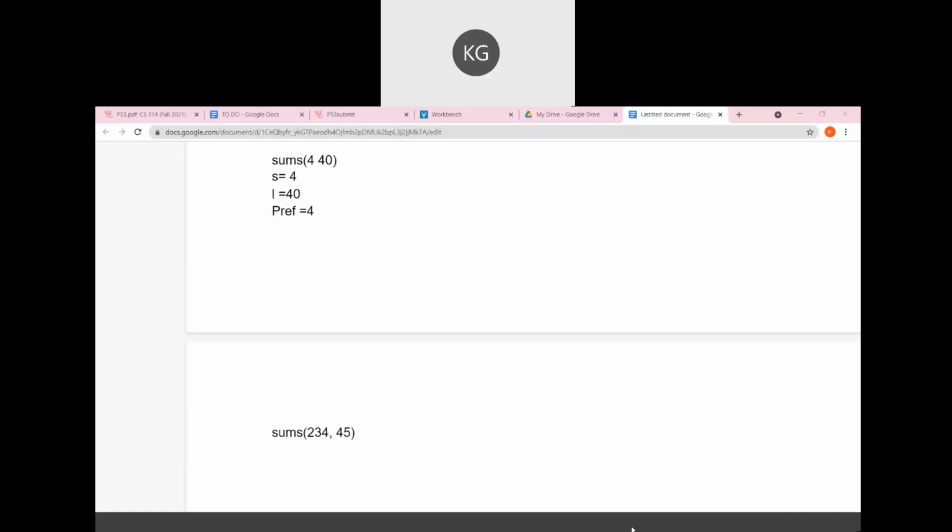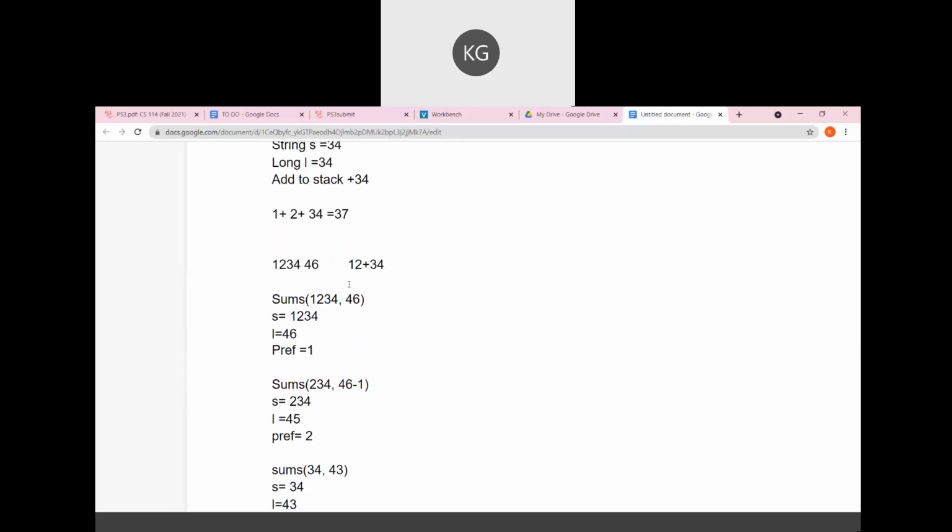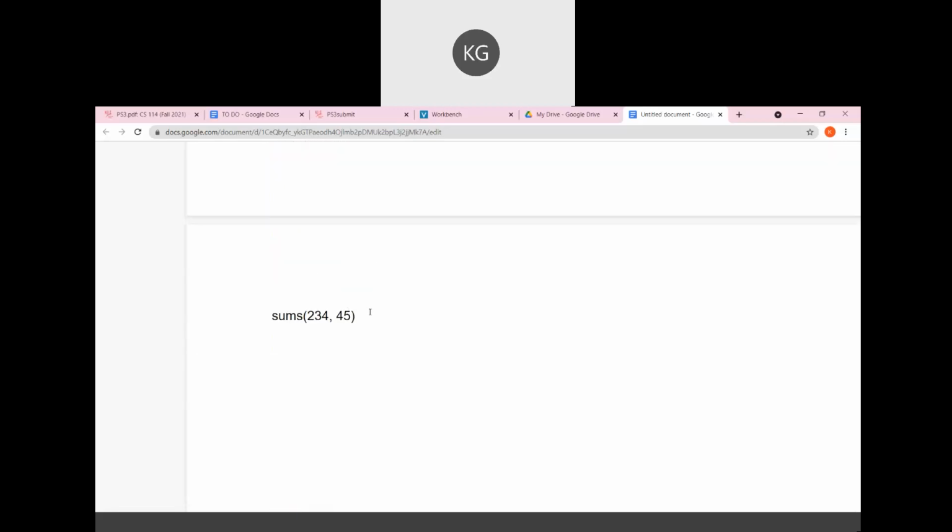Hold on 1 second. Okay, so why is it 45? Because our initial was 46, and we subtracted the 1 that we had from before. So this is the same thing where S is 2, 3, 4, L is 45. Are they equivalent? No. So what do you guys think the prefix is going to be now?